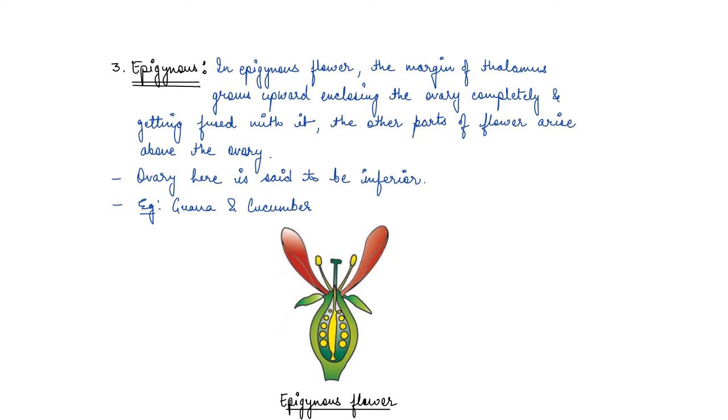So with this, we have finished half of the portion of the flower. And in the next video, we're going to take up each part of the flower and discuss that in detail. So I hope you understood the inflorescence and types of inflorescence, and then the flower and different types of flowers based on various characteristic features of it, right?